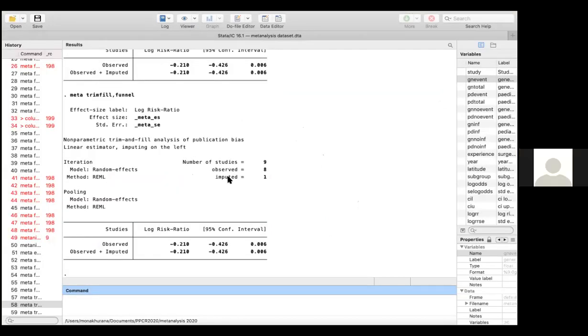It means it was removed? What does it mean when it's outside the funnel plot? I didn't understand why that study is outside. It's completely outside. Okay, I'll tell you.